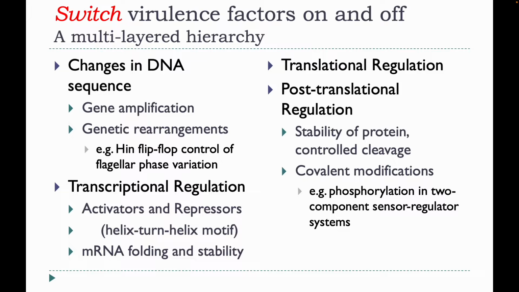There are changes in folding and stability. You can get translational regulation, so whether the protein is actually made, or post-translationally, whether that protein remains stable or whether it gets degraded quickly. All of these things make a difference. And then finally, there is the potential to covalently modify proteins, and this is part of many of these signal transduction pathways, where you get phosphorylation. A very common motif you see is these two-component sensor regulator systems.